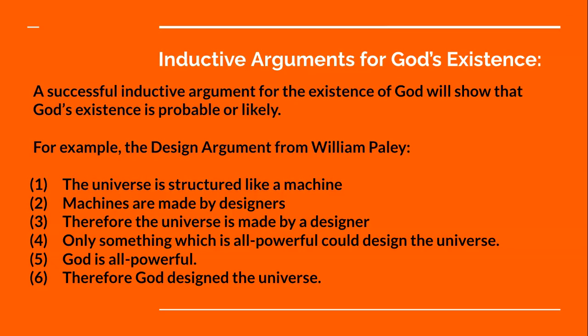Premise 2 says, machines are made by designers. That's just who makes machines, designers or engineers. Premise 3, therefore the universe is made by a designer. Since the universe is machine-like, and since machine-like things are made by designers, it would follow that the universe is made by a designer. Premise 4, only something which is all-powerful could design the universe. Just given the scope of the universe, the thing which designed it would have to be immense and skilled and knowledgeable. Premise 5, God is all-powerful. In conclusion, 6, therefore God designed the universe.